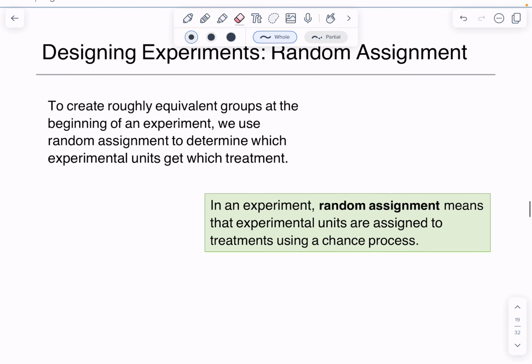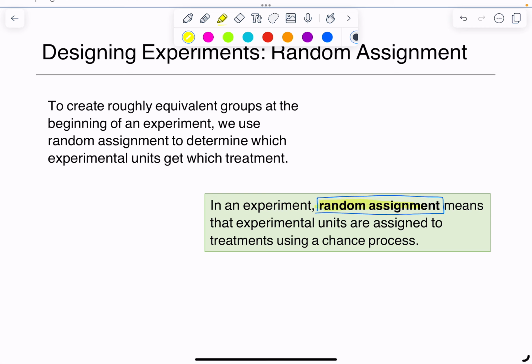All right, so just like with random sampling, for sampling, we love random sampling. It's the best thing. So same thing with experiments, random assignment. We love it when we assign the treatments randomly. Okay, that helps us create roughly equivalent groups. Hopefully I get roughly the same amount of men and women in each group. Hopefully I get the same amount of each ethnicity in each group. Okay, we use it to make roughly equivalent groups.